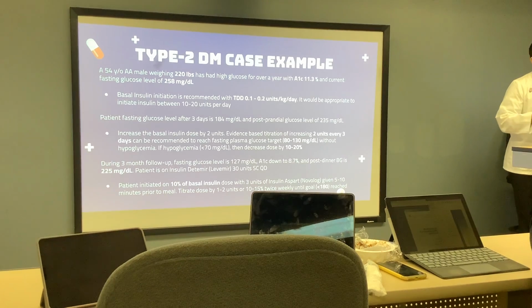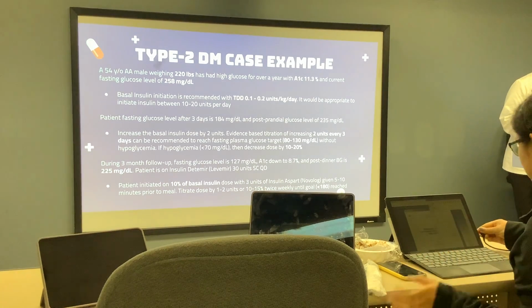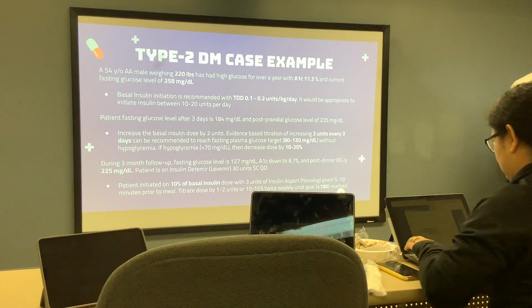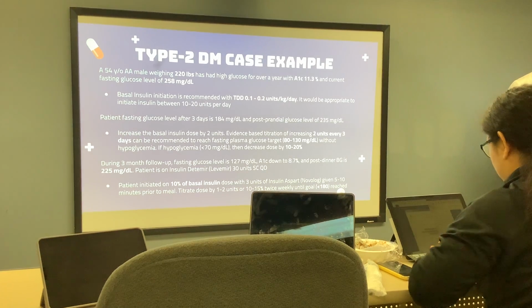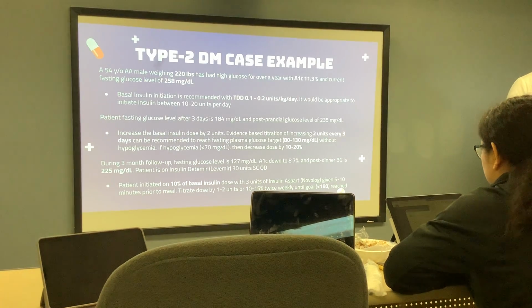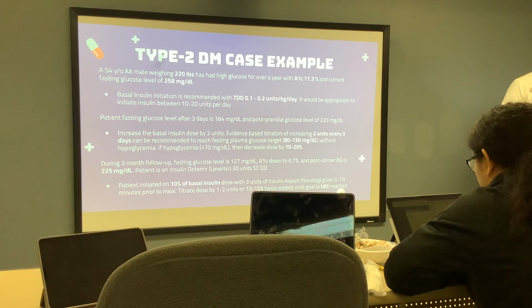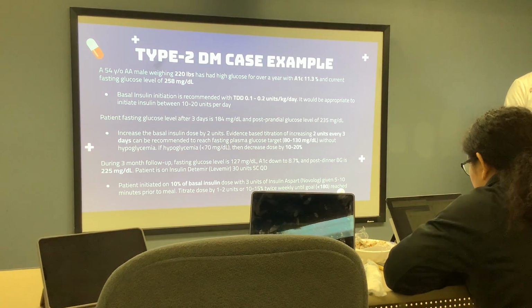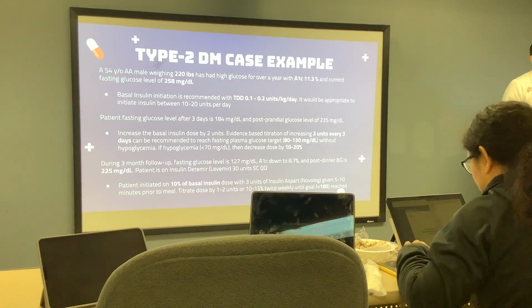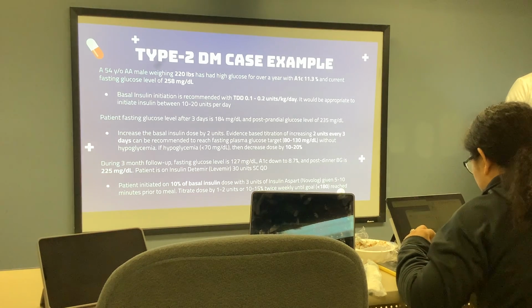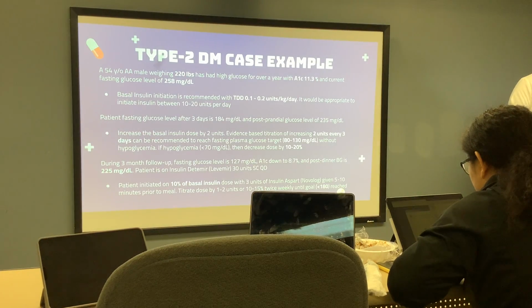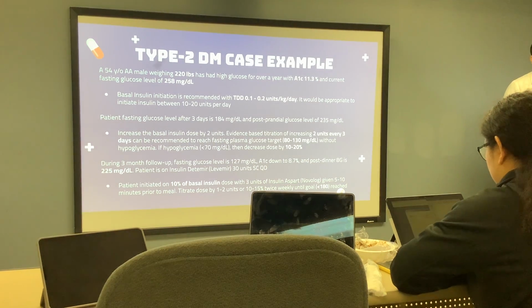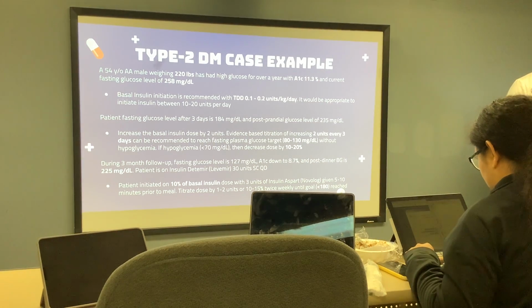But if the A1C is not met, then, as I said, we can increase the dose of this basal insulin by 2 units every 3 days until we reach the target goal of 80 to 130 milligram per deciliter. But in another scenario, if the fasting glucose is at target, below 130, but the postprandial glucose is out of range, more than 180, then we can add the prandial insulin here.